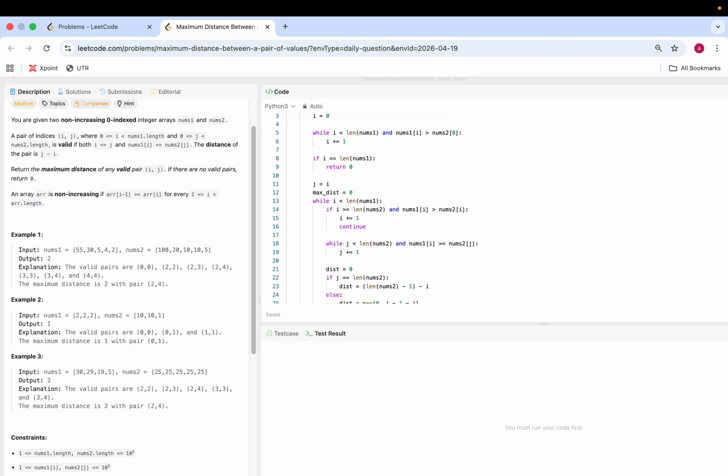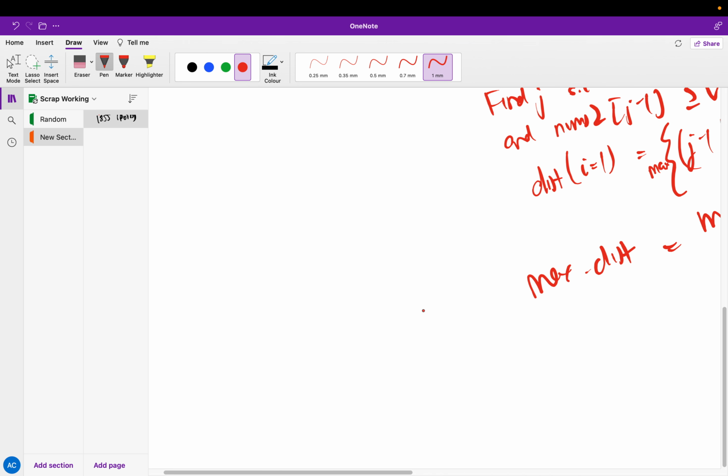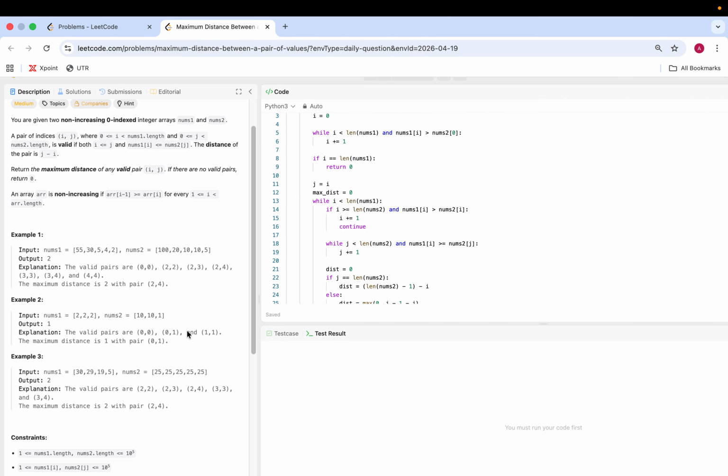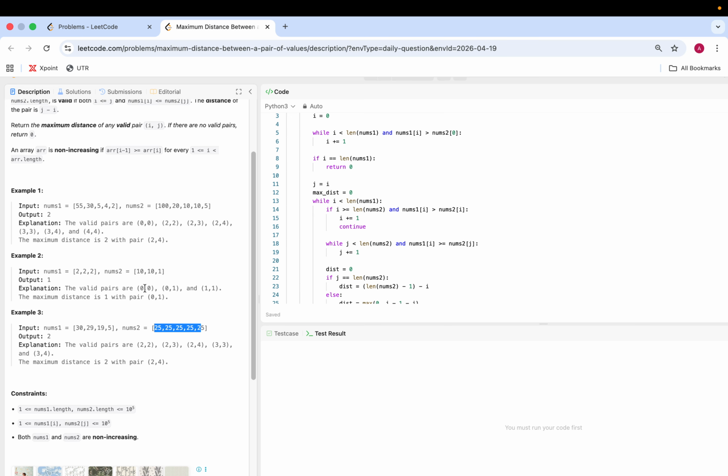Okay. Let's simulate a little bit. Let me think of a new example. I think the given example that I used was a bit strange. 25, 20 is interesting. That's a good edge case, but this is kind of similar to what I had anyway.